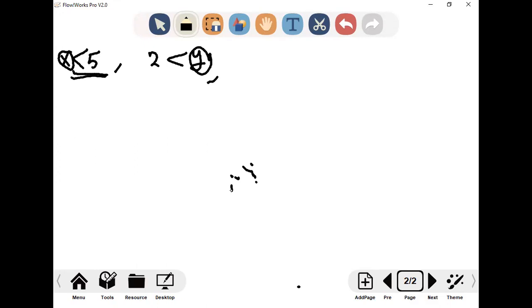Before we go to example 1, let's learn how we graph inequalities of this kind. Okay? Focus with me.